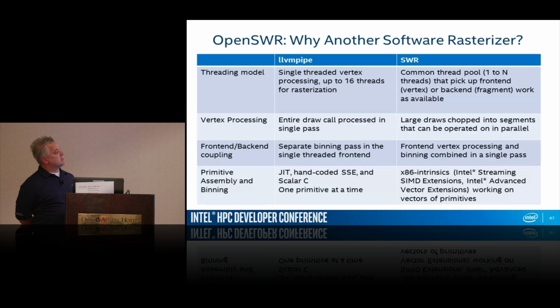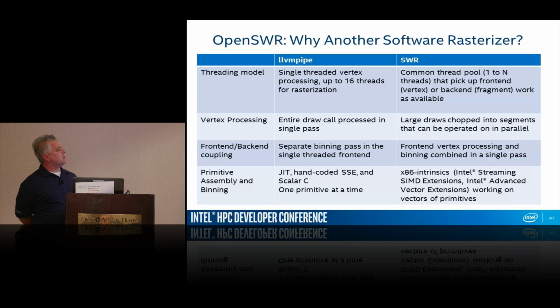In vertex processing itself, in the LLVM pipe, the entire draw call is processed in a single pass. So if an application were to send down an extremely large draw call with 10 million primitives, it would be bottlenecked by that draw call. It's going to digest that entire draw call before it moves on to anything else. Whereas in SWR, we chop up large draw calls into segments or pieces that can each be individually operated on in parallel. So we exploit some of the parallelism as opposed to bottlenecking by a large draw call.